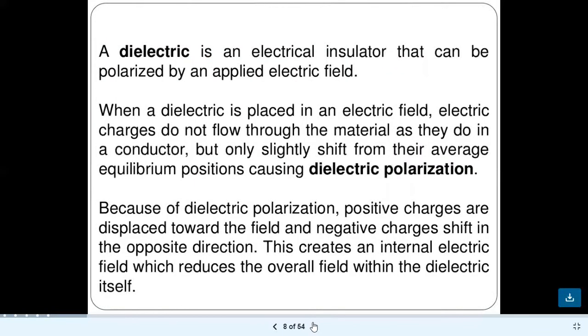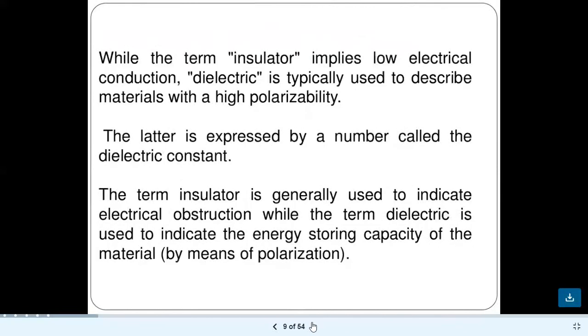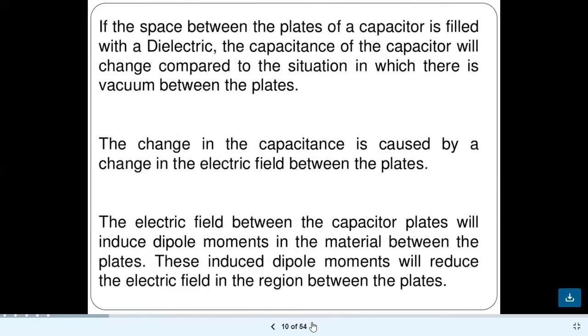A dielectric material is an electric insulator that can be polarized by an applied electric field. When a dielectric is placed in an electric field, electric charges do not flow, so it is known as dielectric polarization. While the term insulator implies low electrical conduction, dielectric is typically used to describe a material with high polarizability. The term insulator is generally used to indicate electrical obstruction.